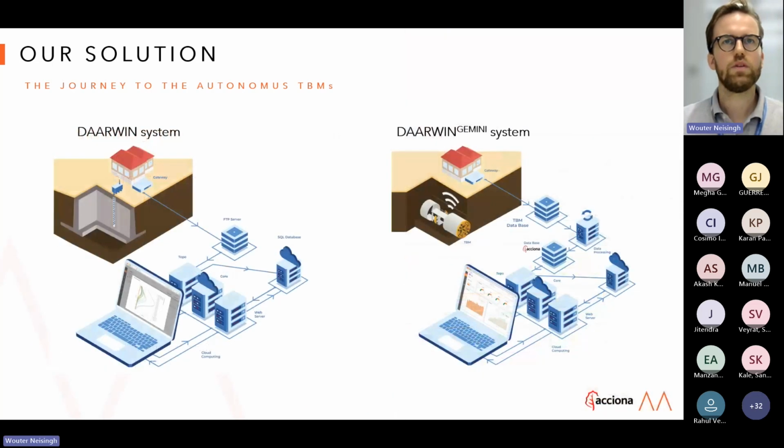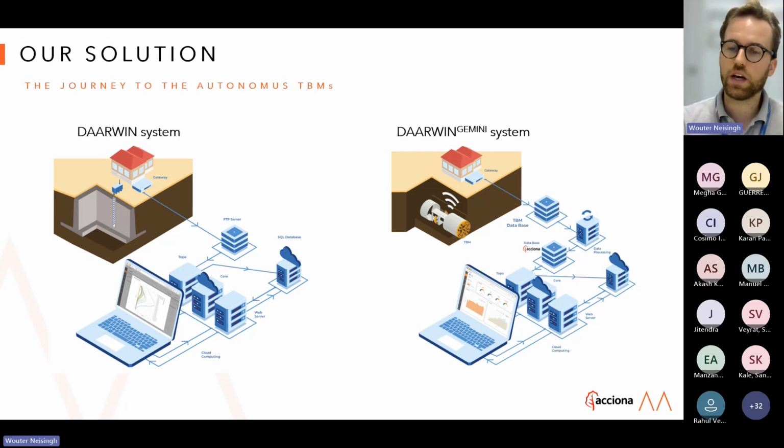Now, what Daarwin Gemini needs is the following. The technical setup is slightly different than the regular version of Daarwin, where, for instance, we connect to an inclinometer that I just explained to you. For Daarwin Gemini, you need to have access to a place where the data from the TBM sensor is coming in. So that can be a portal or it can be a project clone.